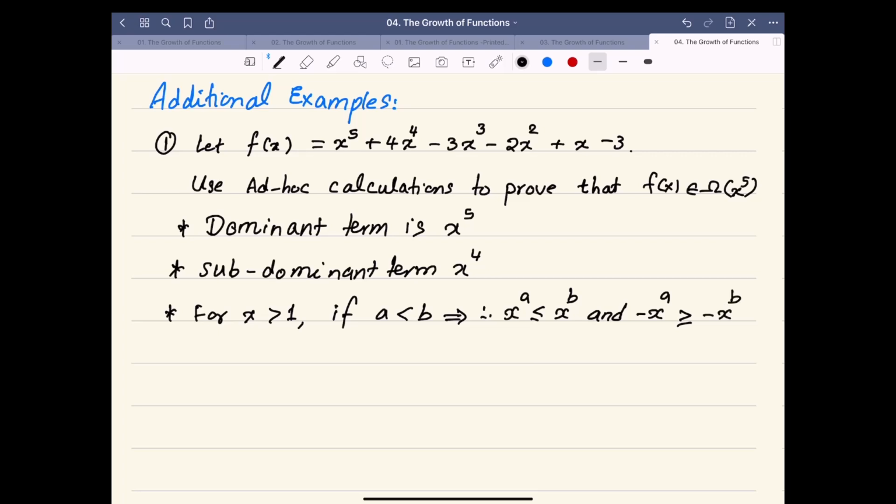As an example, if we have a equal to 2 and b equal to 7, then for the power functions x raised to power 2 and x raised to power 7, since 2 is smaller than 7, we have less than or equal to. And when you multiply both sides by a negative number, minus x raised to power 2 and minus x raised to power 7, since both are negative, we pick the power with the smaller number and we write it as greater than or equal to.